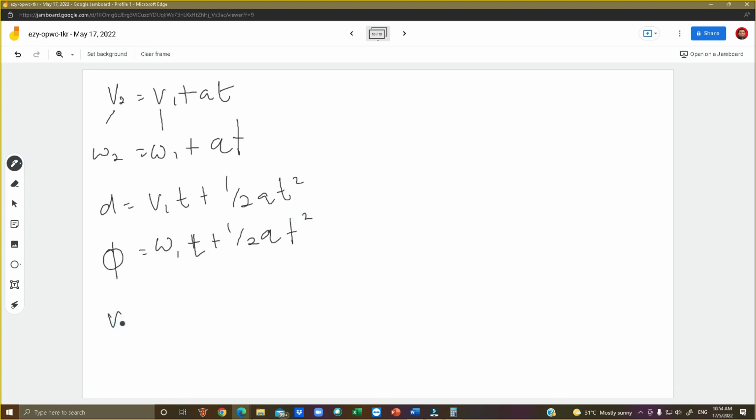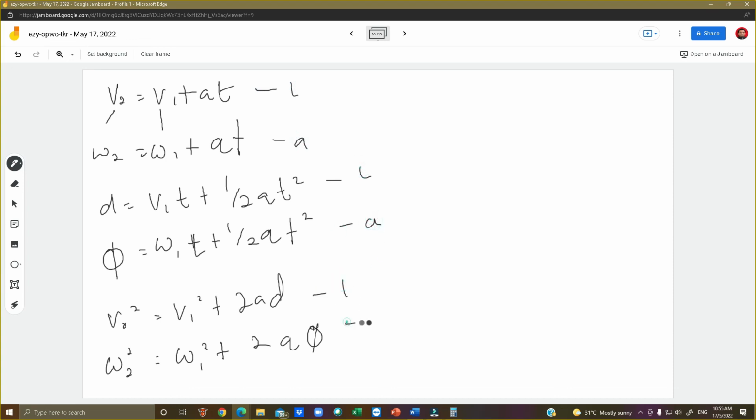Ini kita ada V2 square equals to V1 square plus 2AD. So it becomes omega 2 square equals to omega 1 square plus 2 alpha pi. Linear, angular, linear, angular, linear, angular. It is the same thing.